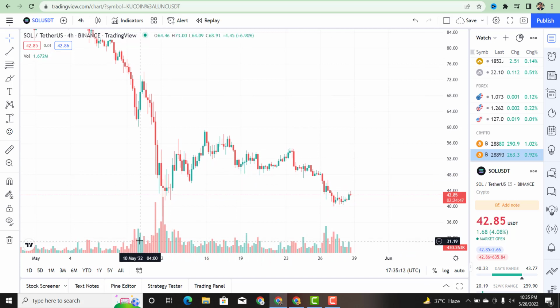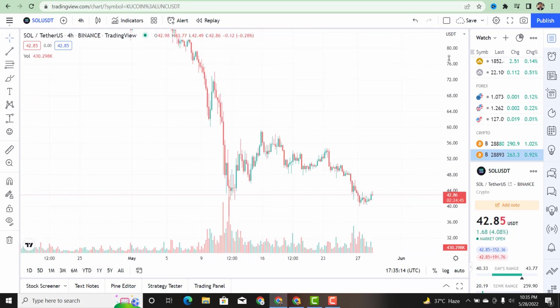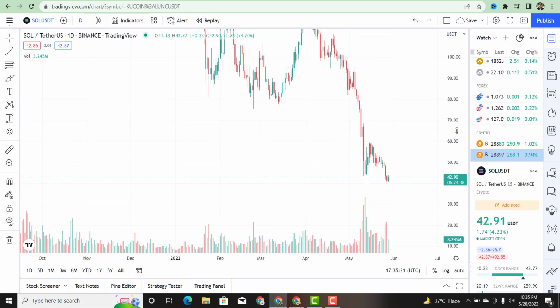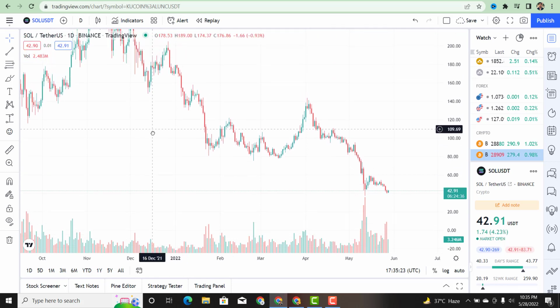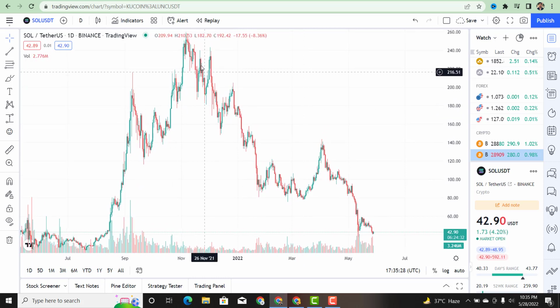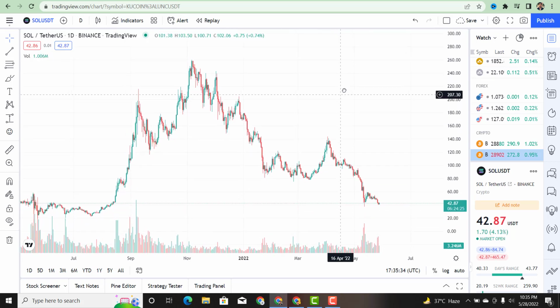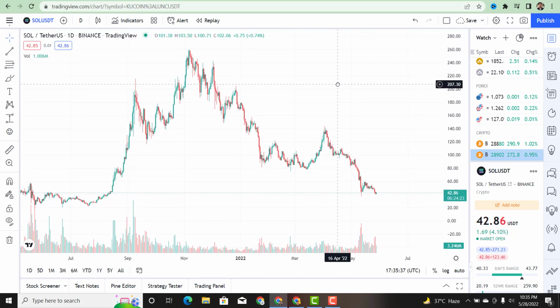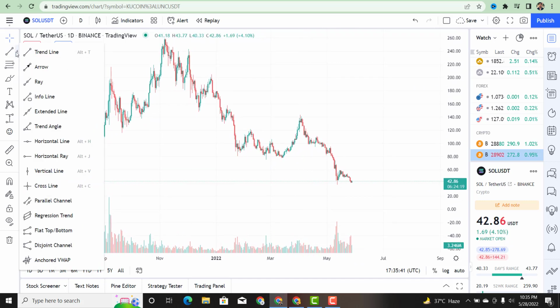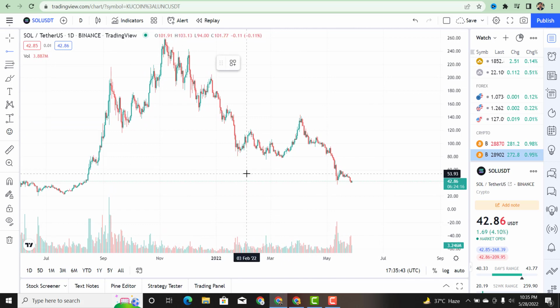Okay, so just like any other coin, you can also see that Solana was also being affected by the Bitcoin right in front of you. So we'll take a look at the higher time frames, because we want to know what are the long-term prospects of this coin, as well as what are the short-term prospects for this coin. So let's start by finding the immediate support levels.